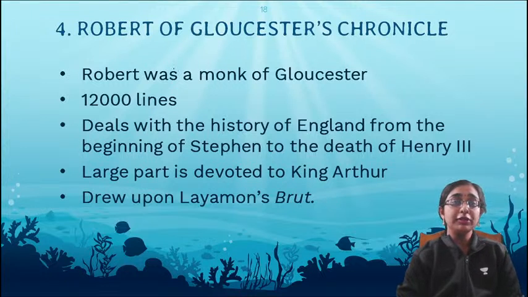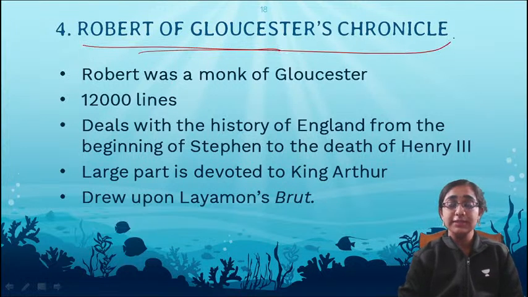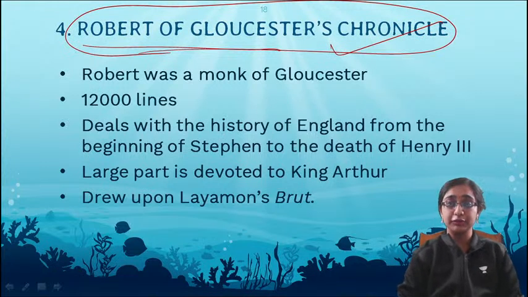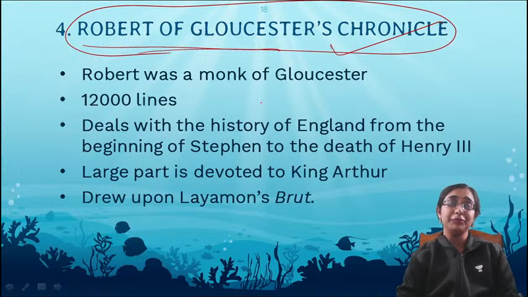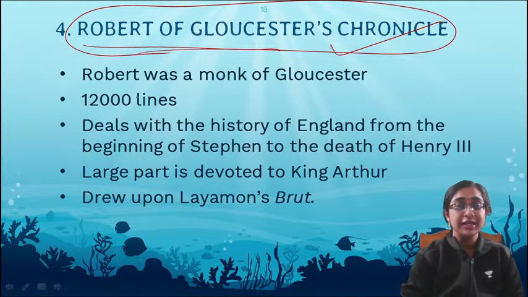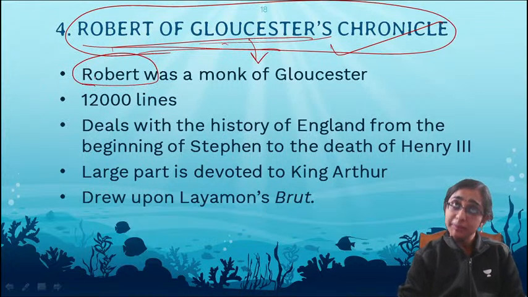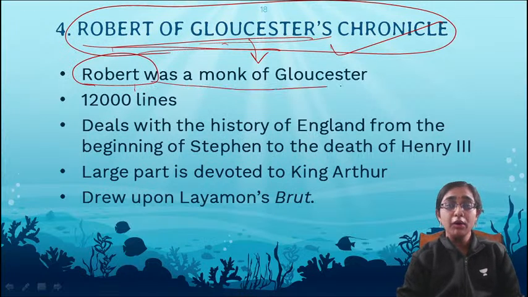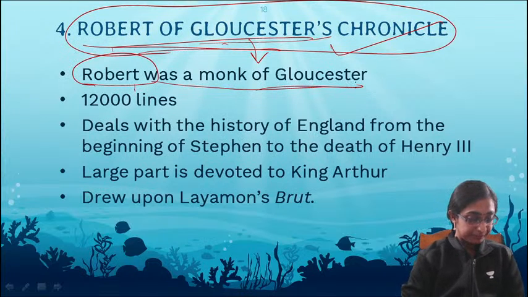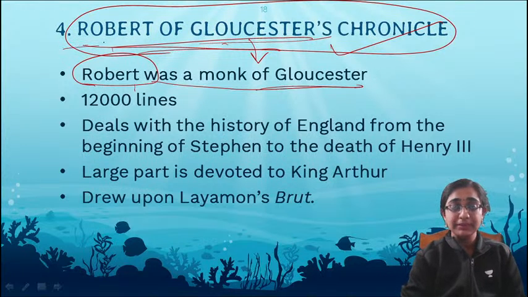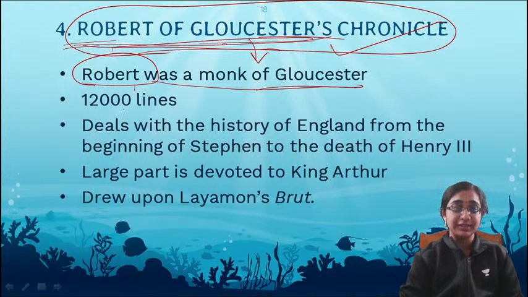Now, the next important chronicle is Robert of Gloucester's Chronicle. This is another important chronicle. So, see how many chronicles were written during the Middle English Age. Gloucester is the name of the place and Robert is the name of the person. Robert was a monk of Gloucester. That is why his name is given as Robert of Gloucester.